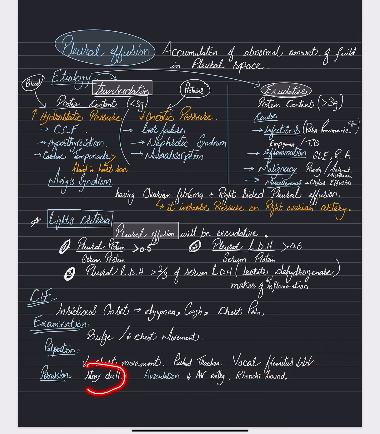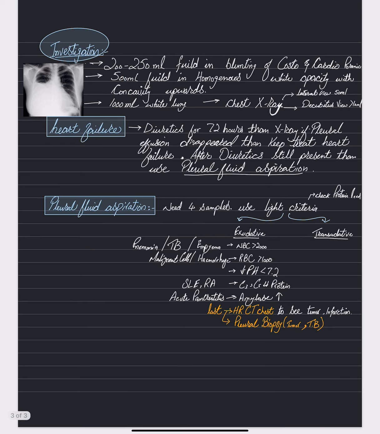Percussion, we can see stony dull. Auscultation, low air entry, and rhonchi sound. And investigation, let's talk about. You can see here is a CT scan. You can see over here, you cannot even see a white spot here due to effusion in that area. So let's check it out.